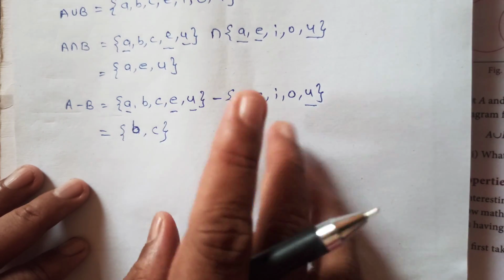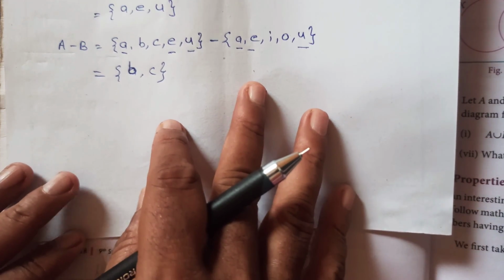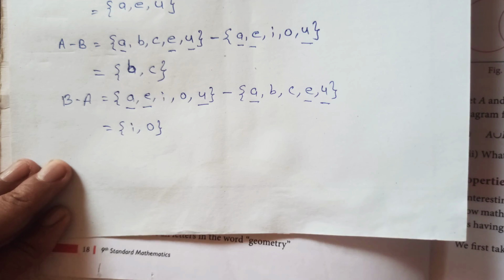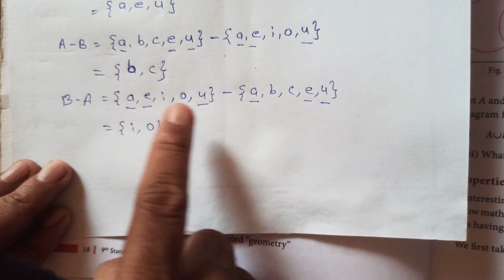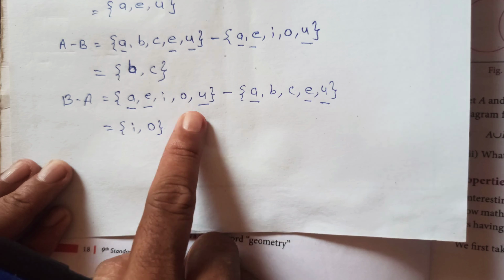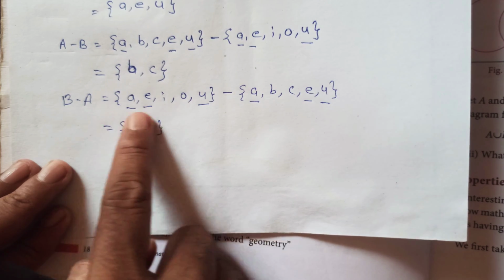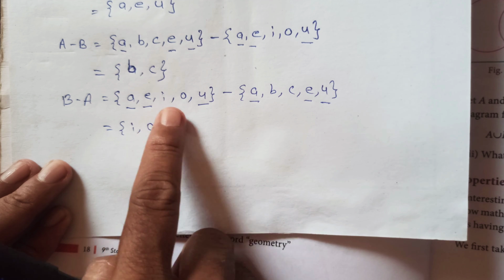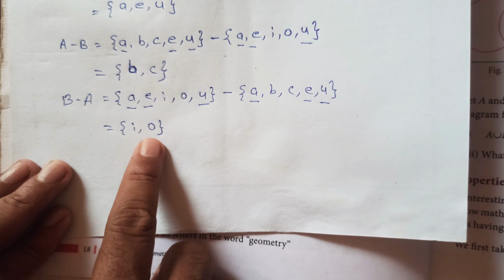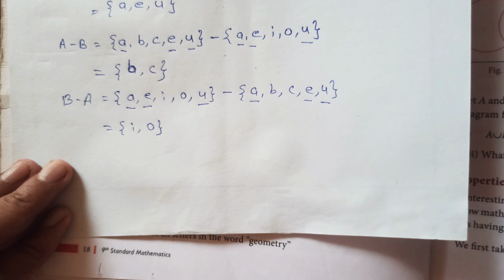So B and C is the answer. Next we are coming to B minus A. So you can see E is there in both and U is there in both, and whatever is left in the first set, so the first set is B. The elements that are left are I and O, hence it is I comma O.